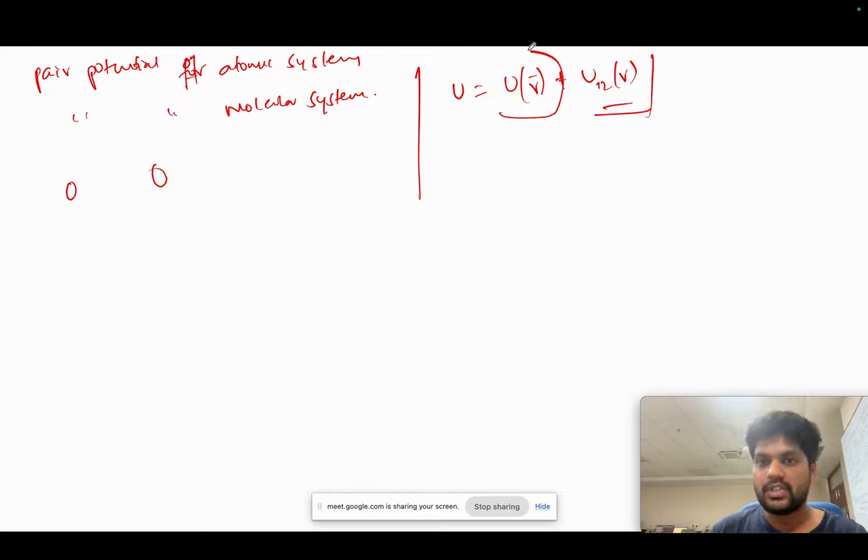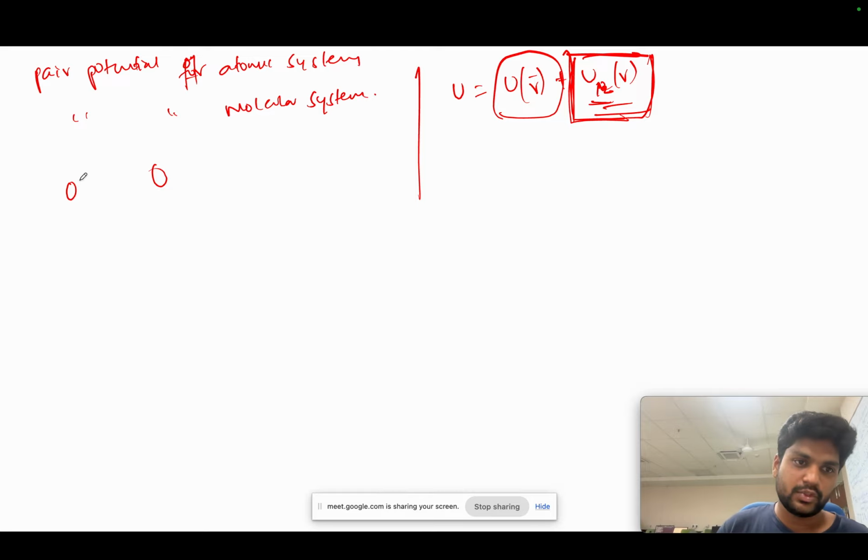We are not talking about this term. We will discuss it later. So now we are talking about this term. Okay, we are talking about only the pair. Pair potential is nothing but 1 2. So we have two atoms. So now there are different types of pair potentials already defined.